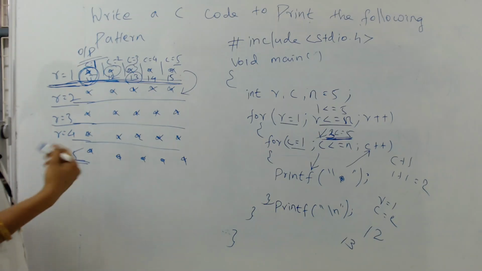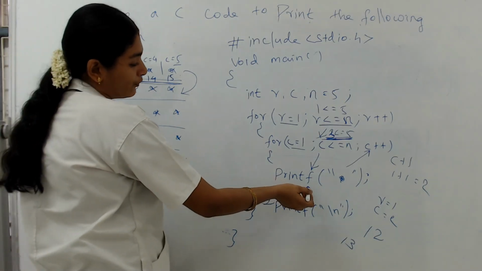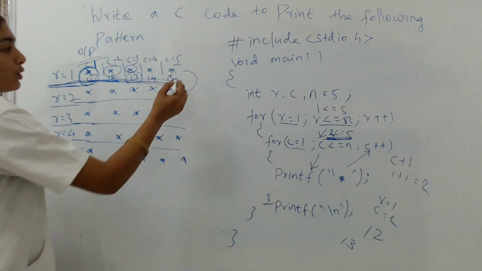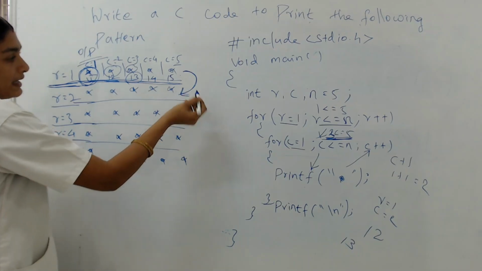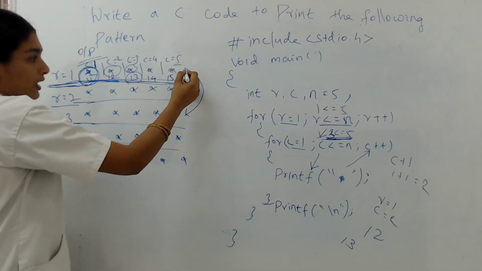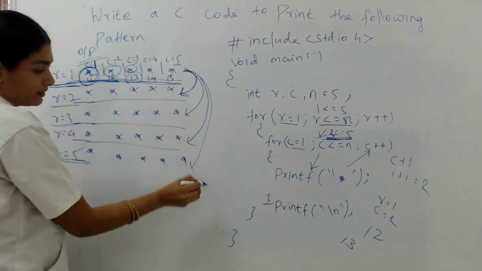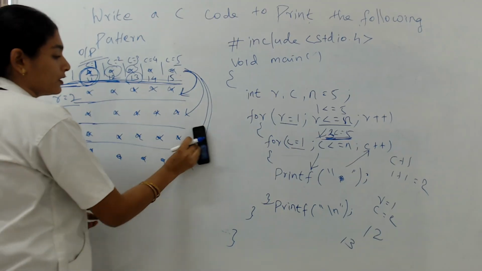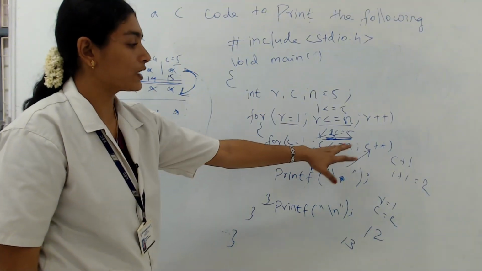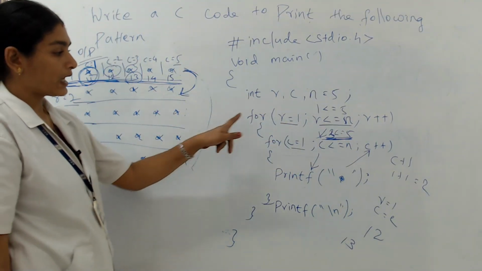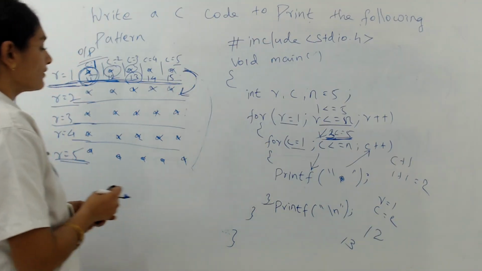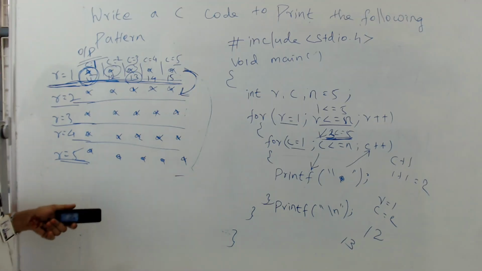Then, after completing this inner for loop, what is the next step? printf \n. The new line character will be added. So our control jumps to the next line. Like that for each and every iteration, control jumps to the next line. So we are giving the condition as R less than or equal to 5, similarly column less than or equal to 5. Totally, the outer for loop will be executed 5 times. The inner for loop will be executed 25 times. So we can get 25 stars in our output.